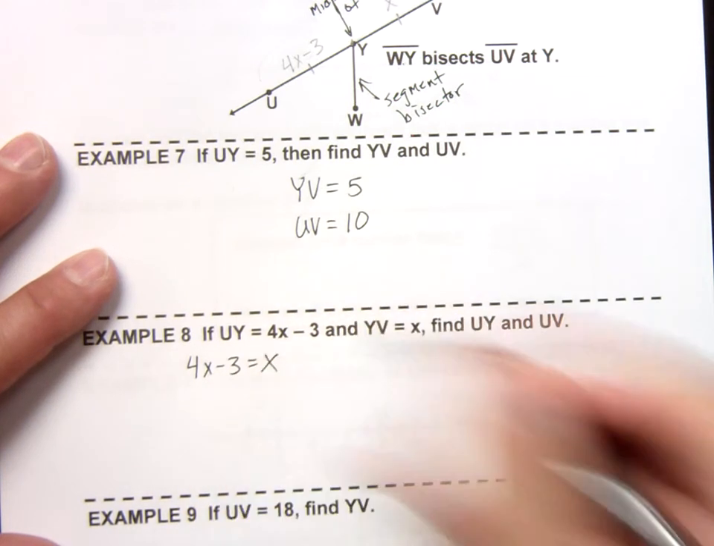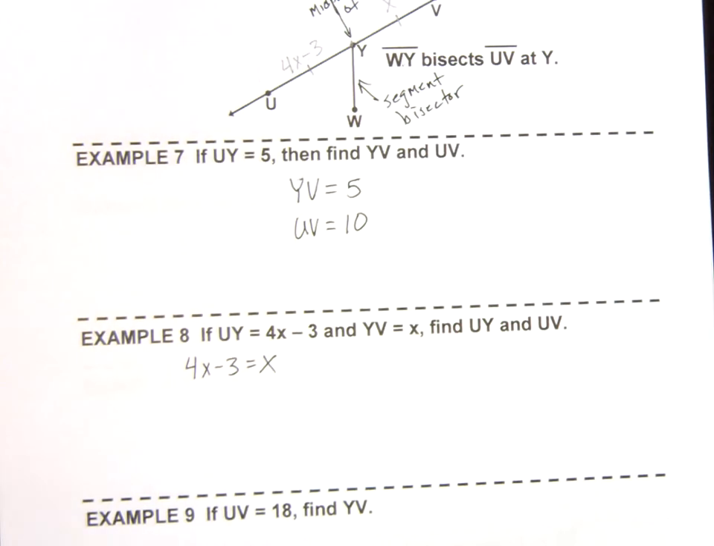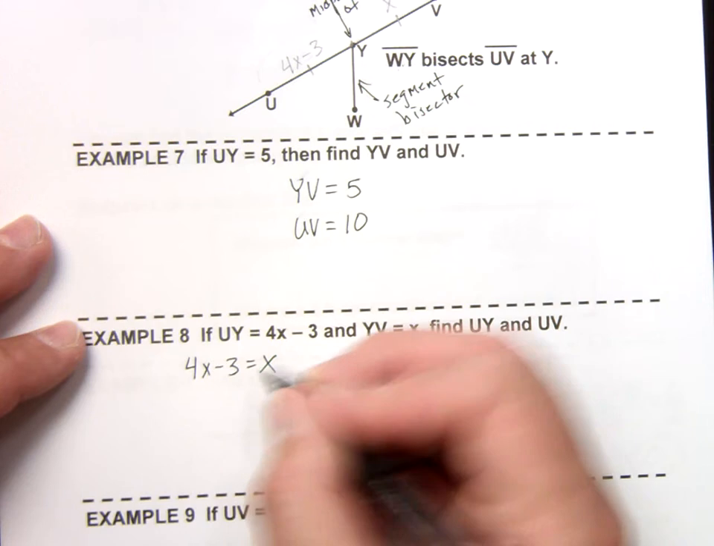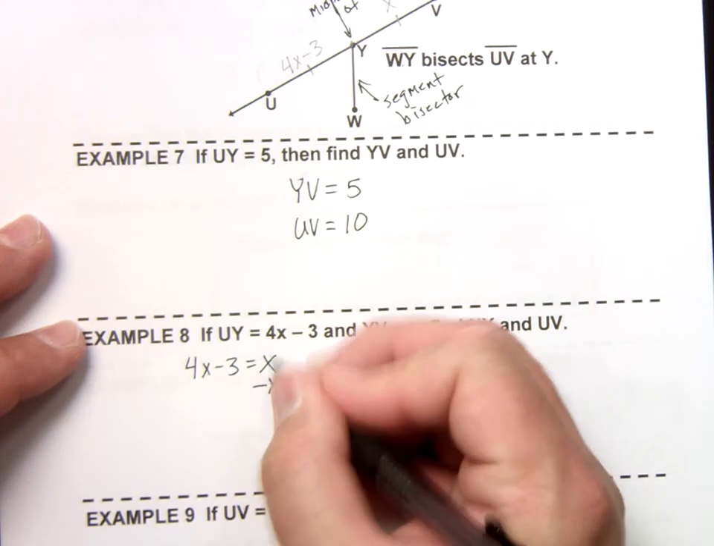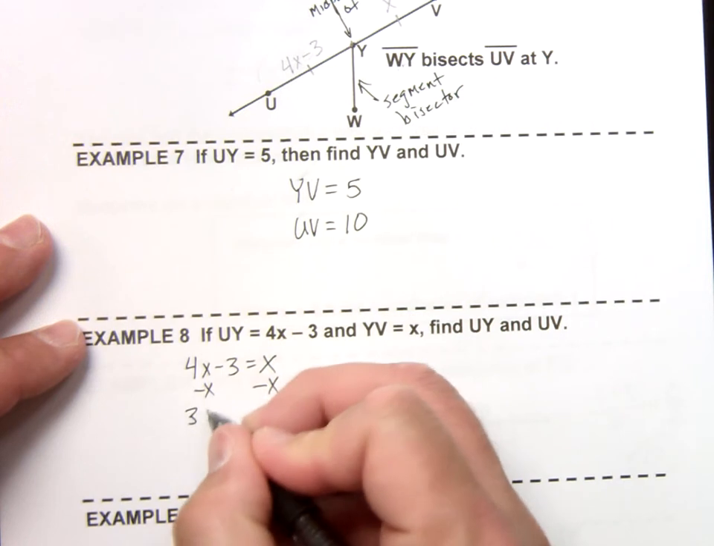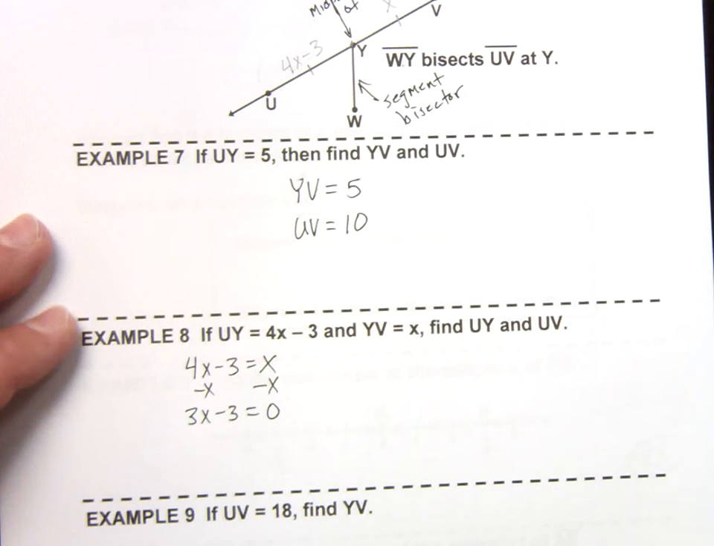I know that this segment and this segment are congruent. I'm going to set them equal to each other. Now we're solving for x. I can't have x on both sides. I always get rid of the smallest one. So I'm going to subtract x. When I do that, I now have 3 x's on this side. Over here, I don't have anything left. So I write down 0.